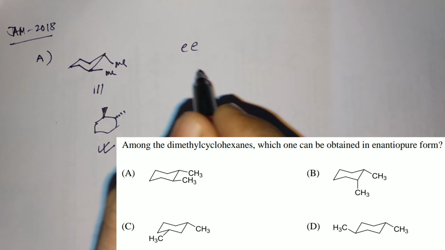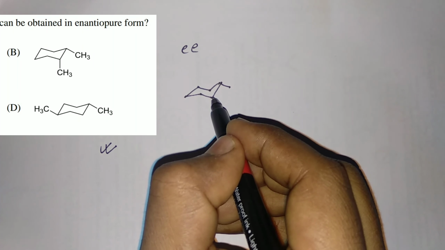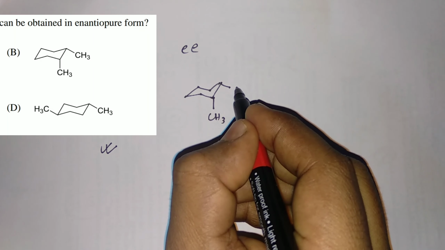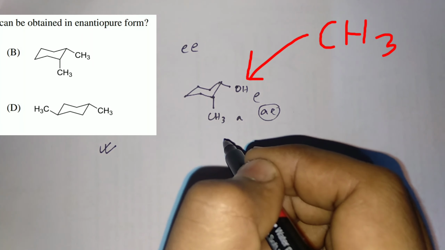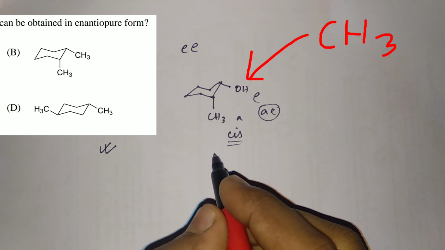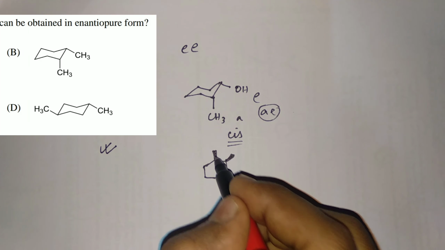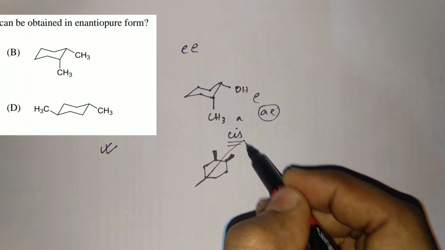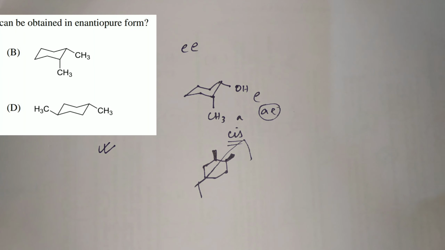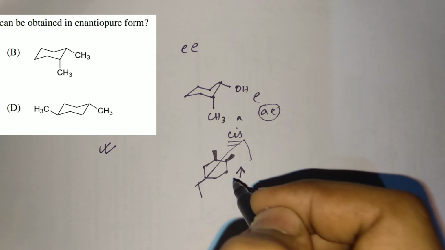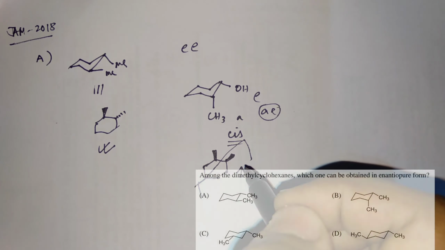I am considering another example. Let's take option B, which is like this. I just want to show you the sigma plane in this system. So this is axial, this is equatorial. This is a 1,2 cis system, that means the 2 methyl groups are, suppose, on the above side. So there is a sigma plane like here. So it is a sigma plane and you will get the same structure on both sides. Okay, so this has the sigma plane, and that is why it doesn't form any enantiomer. So you cannot find this molecule in enantiomer form, right?